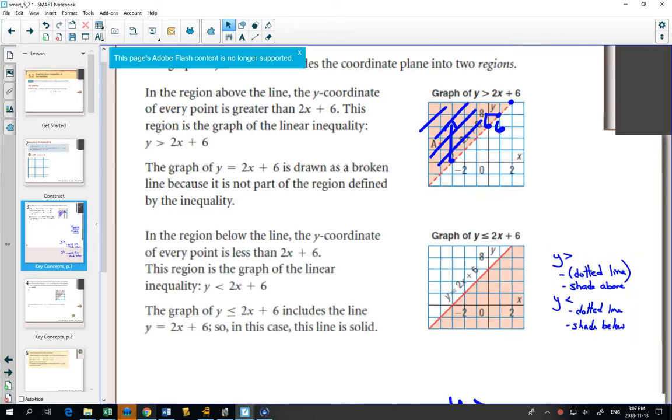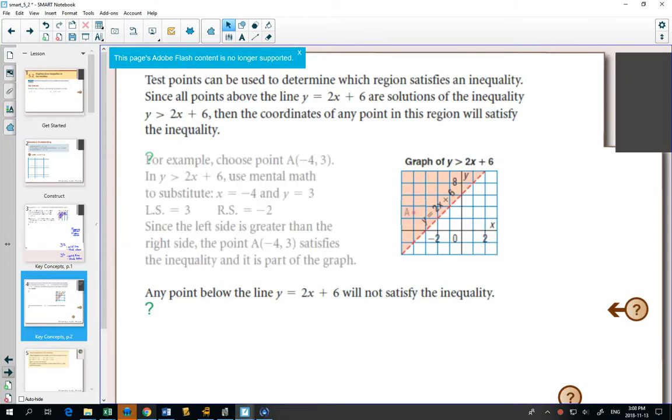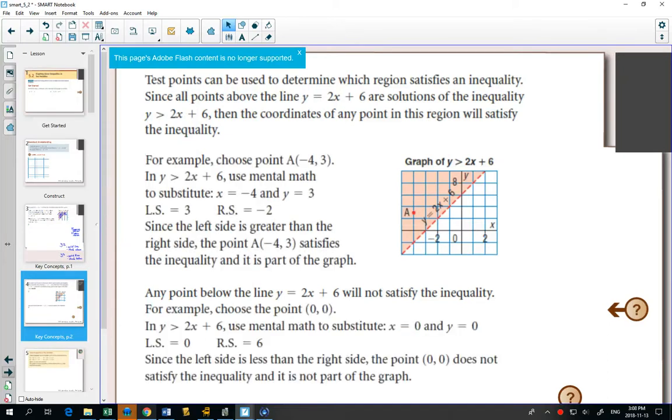The next example, y is less than or equal to 2x plus 6. So now you draw the line 2x plus 6 the same way you would draw the line from grade 10. Start with your y-intercept and use your slope to find another point. And now, because it has the equal sign in it, we draw it as a solid line. And since it's y is less than or equal, we shade below. Y is greater than 2x plus 6, shaded above.